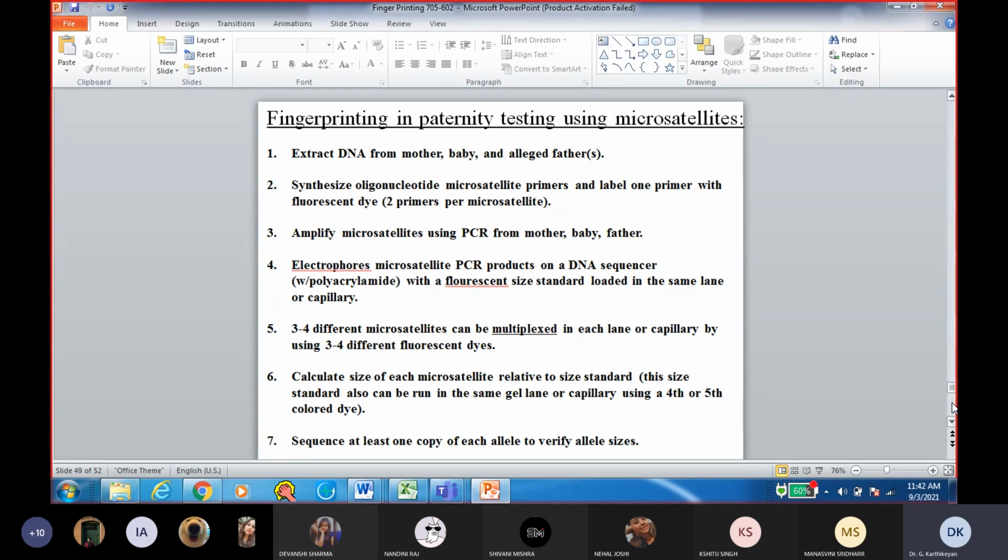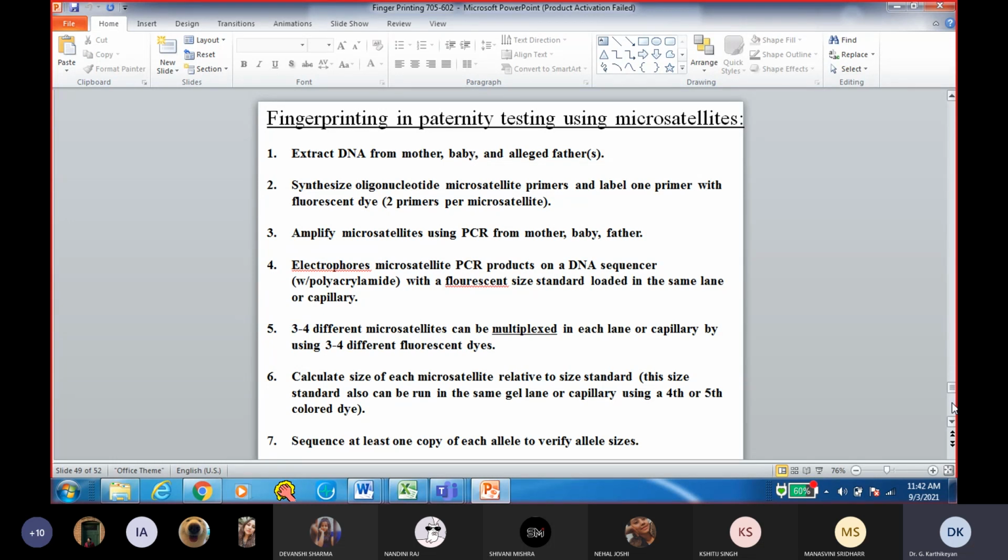How do they do fingerprinting in paternity testing using microsatellites? They extract DNA from a small amount of blood. It could be from a fingerprint, from the mother, baby, and father. They synthesize oligonucleotide microsatellite primers and label one primer with a fluorescent dye. So you actually use two primers, one for the forward PCR and the other for the reverse PCR.